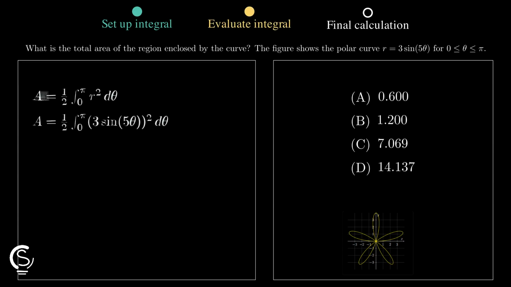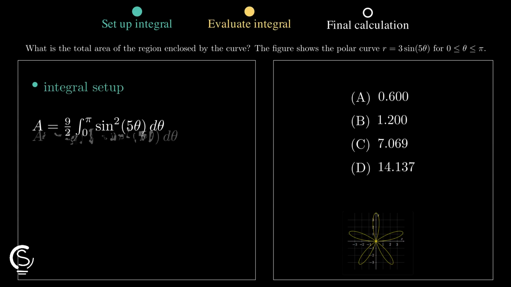Square the radius and use the power reduction identity for sin². This transforms the integral into a simple cosine term that is very easy to evaluate for our final answer.